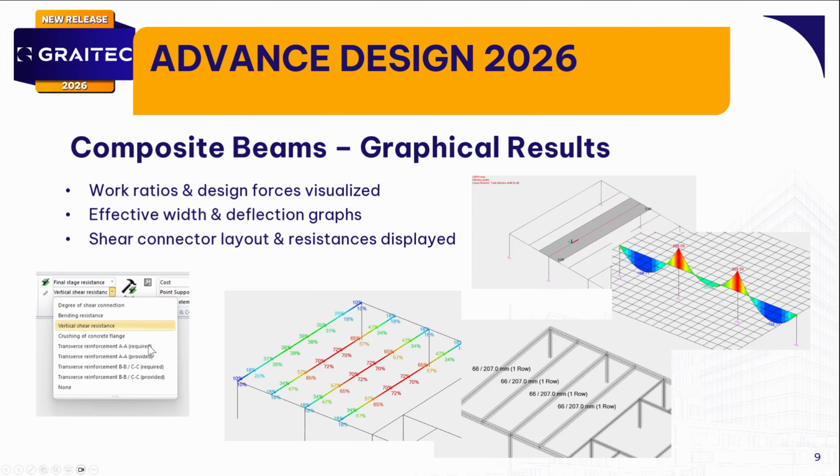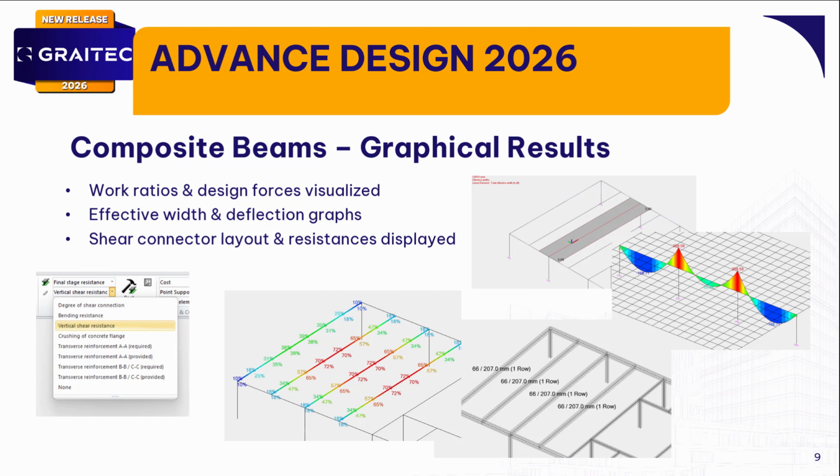So here, as you see, this is the drop-down menu of Advanced Design to check all of the required results. Here, you can see some results on the design load ratio. And here, Advanced Design can show you the number of studs needed and their spacing, etc. In this graph, you can visualize the effective weight considered for your composite beam. And finally here, like any one-dimensional element, you can check the moment, shear, etc.